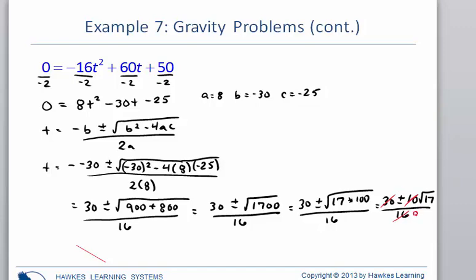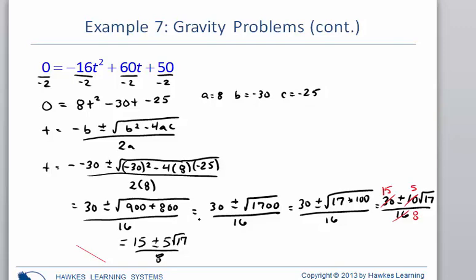2 goes into 16 8 times. 2 goes into 30 15 times. 2 goes into 10 5 times. And so we end up with 15 plus or minus 5 times the square root of 17 over 8.